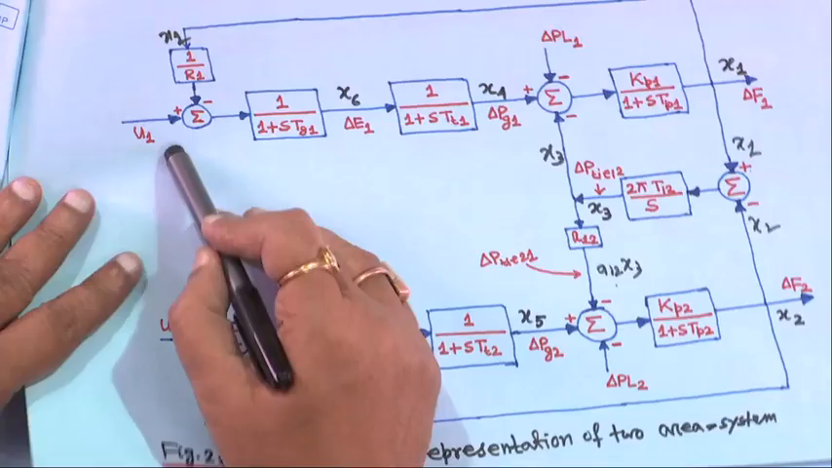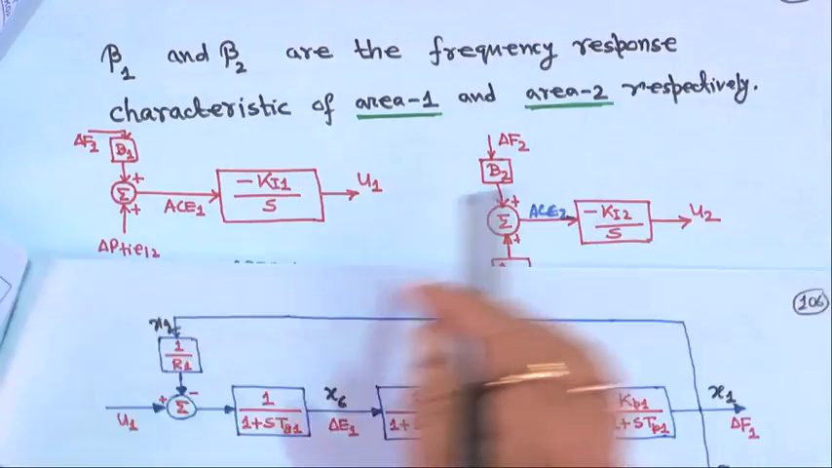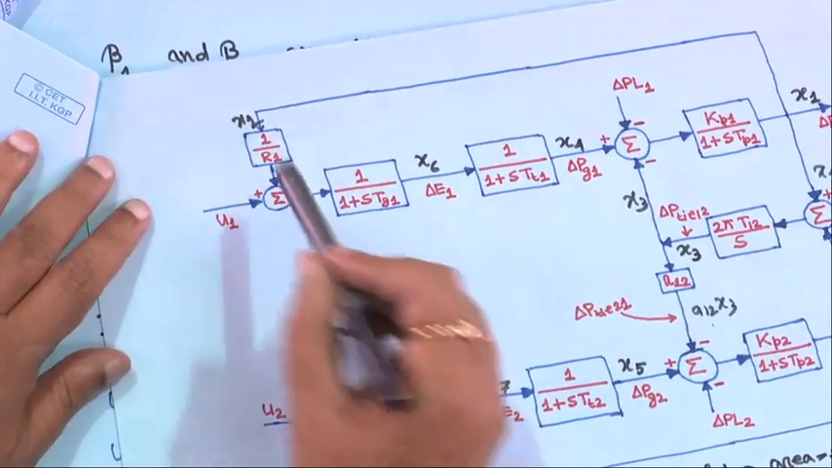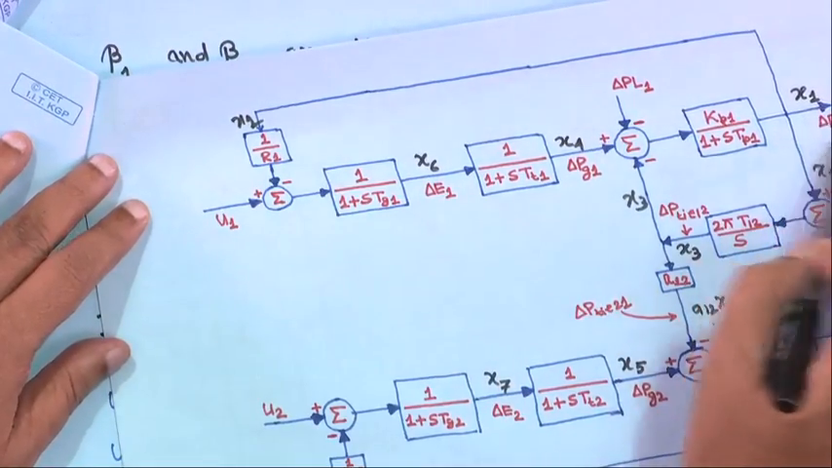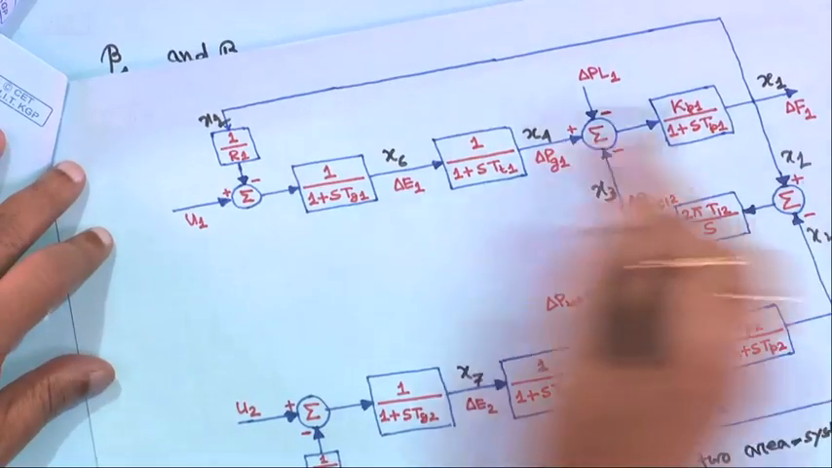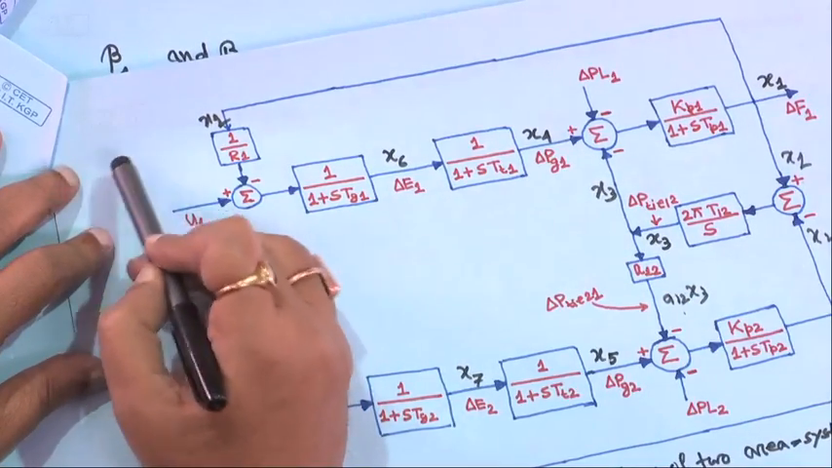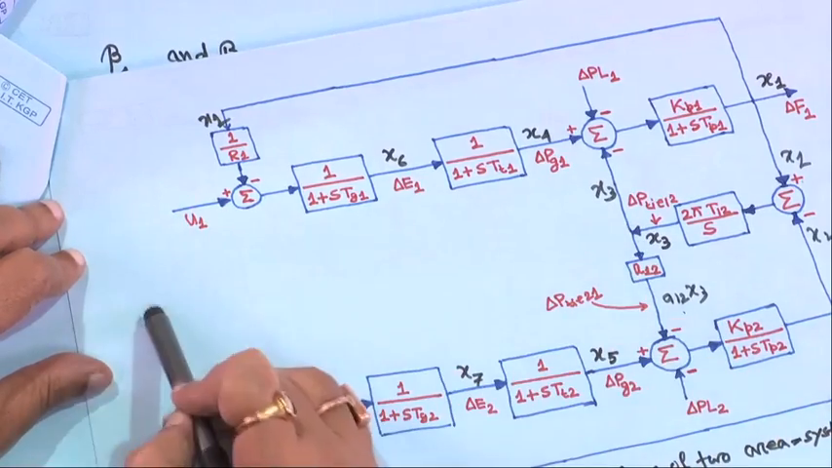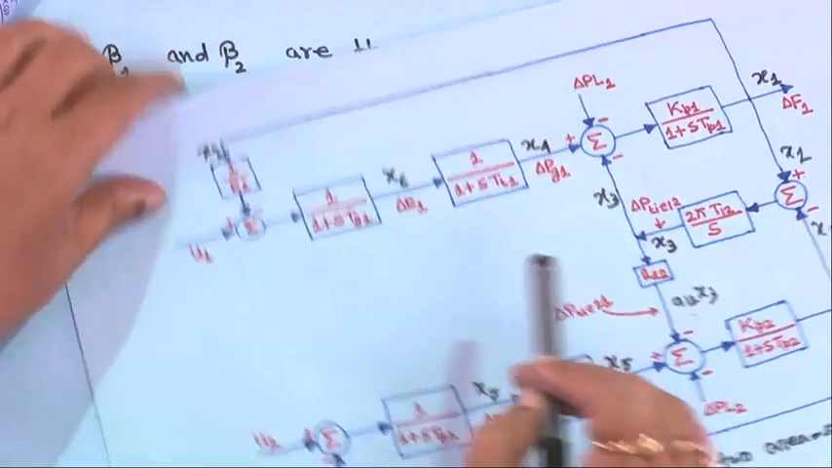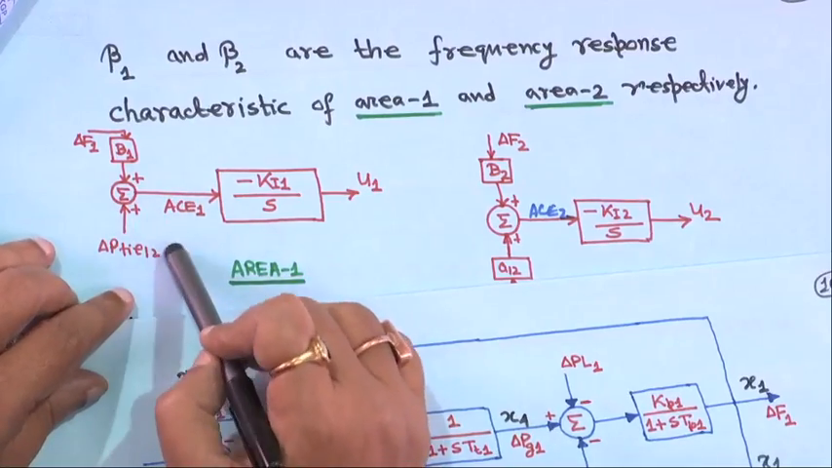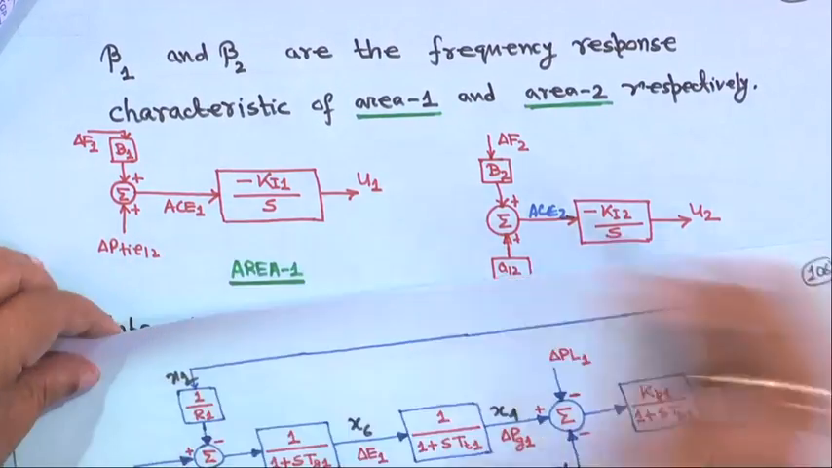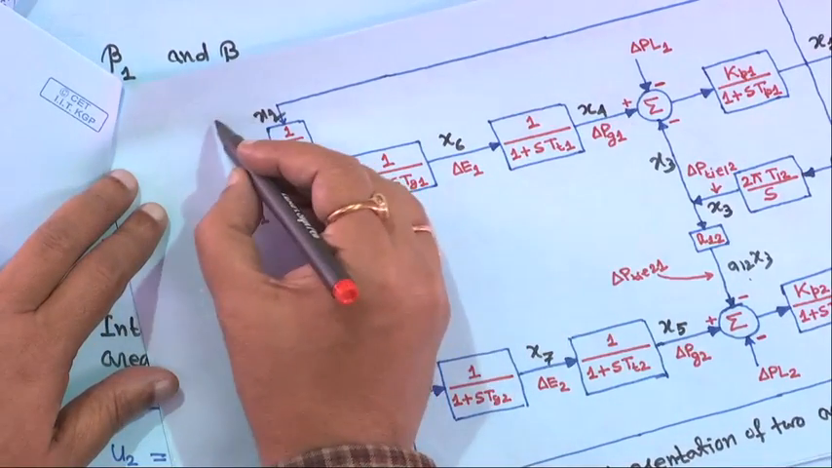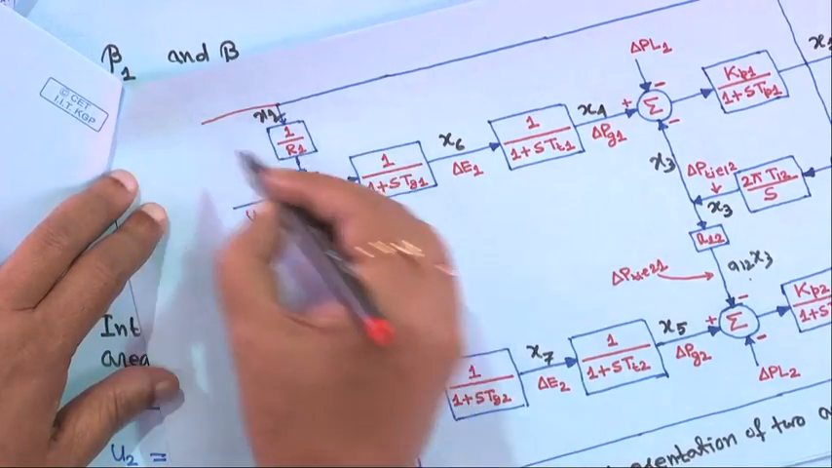In this block diagram, this is U1 and this is U2, right. That means if you draw from here, this is the delta F1. From here this delta F1 goes through B1 and is summed up, and on this side you take the delta P tie 1 2. I am making it for you, right. For example, just see that here for area 1, hope it will be accommodated. Area 1 I am making it for you, right.